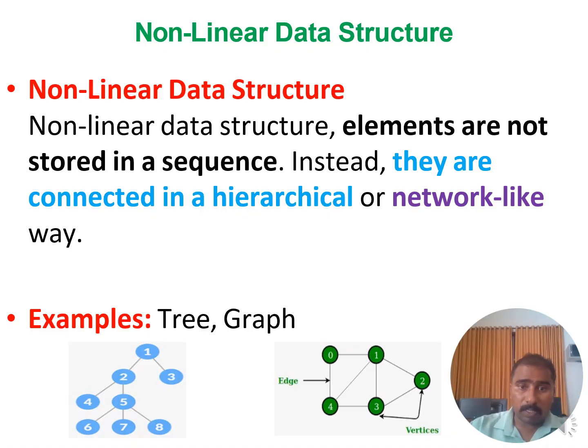In a non-linear data structure, the elements are not stored in a sequential manner. Instead, they are connected in a hierarchical or network-like way. For example, this is the tree structure, and this is the graph structure. Graphs have many vertices connected with edges. There are many kinds of graphs, such as connected graphs, directed graphs, and undirected graphs. We are going to see them later.